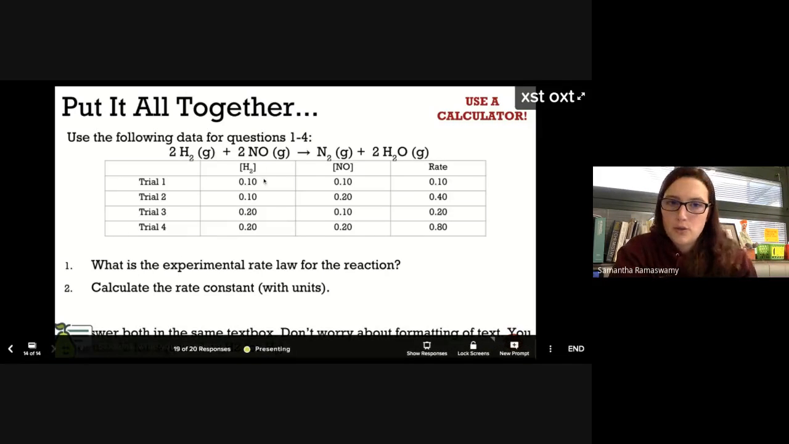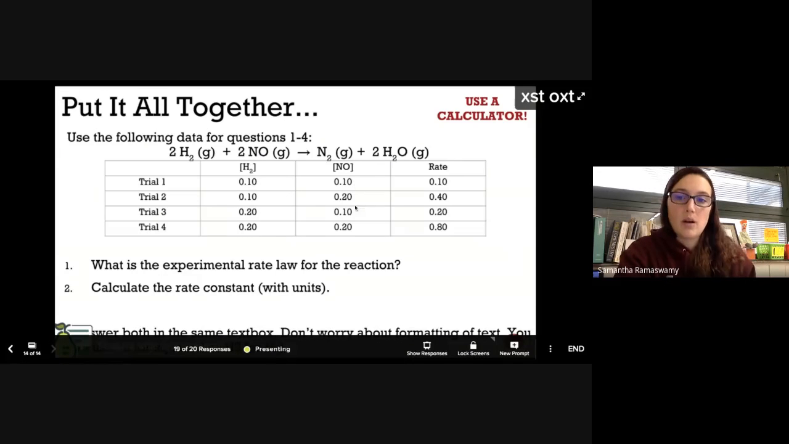As H2 changes, so if you look at H2 changing, NO has to stay constant. So we're going to look from trial 1 to 3. As H2 doubles from 1 to 3, with NO staying constant, the rate doubles. So whatever you're doing to H2, you're doing the same thing to rate. That's first order.